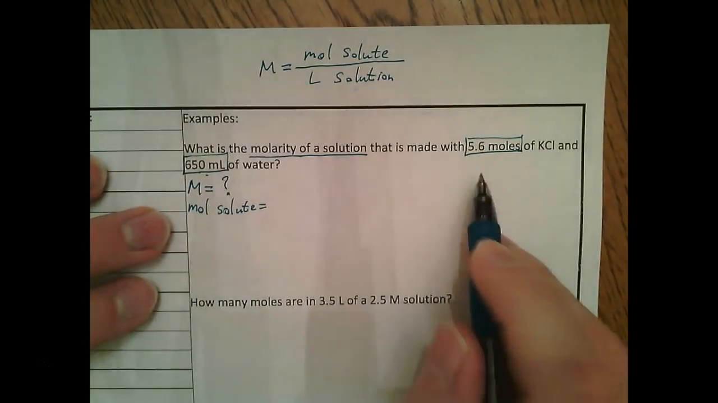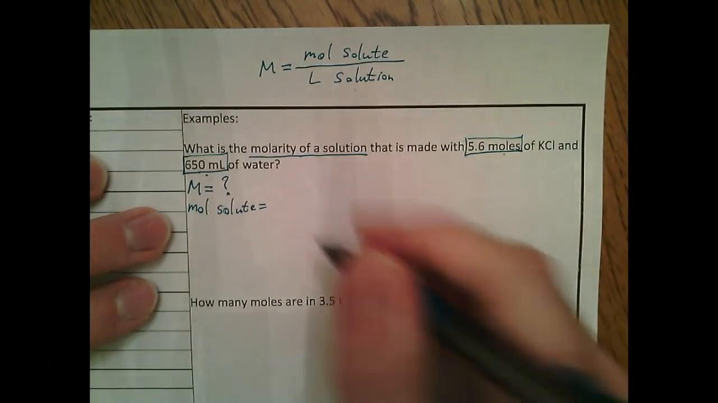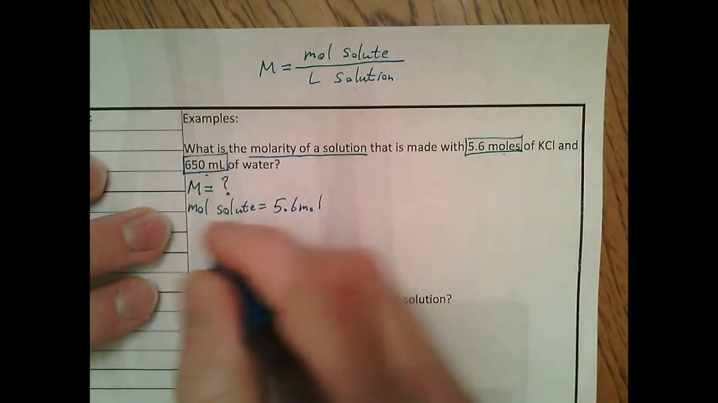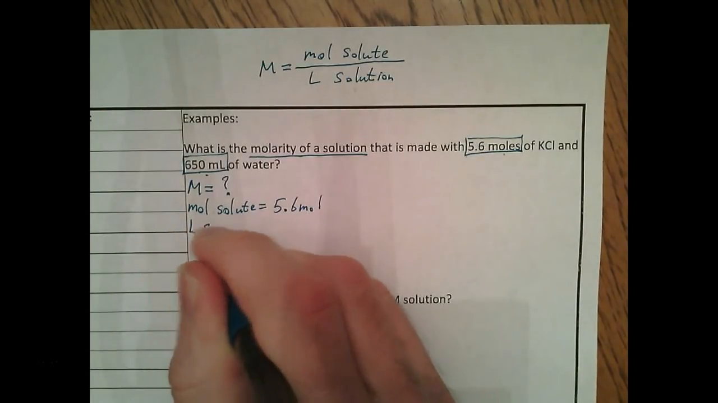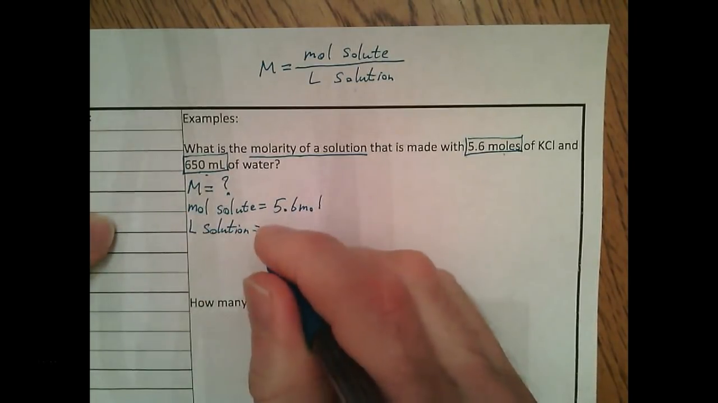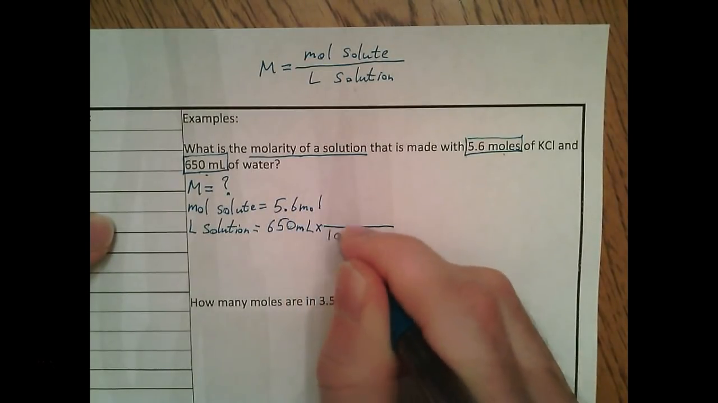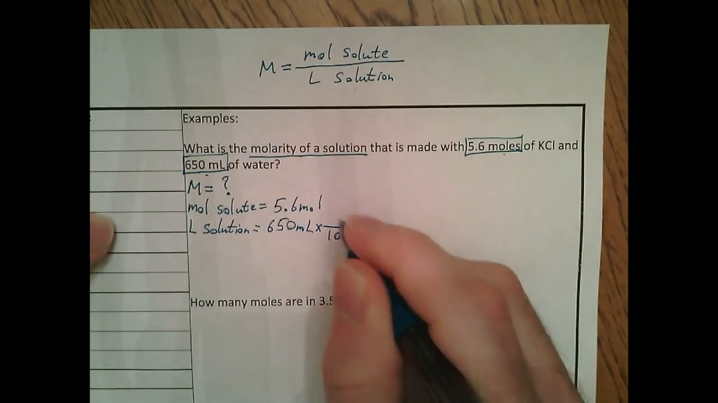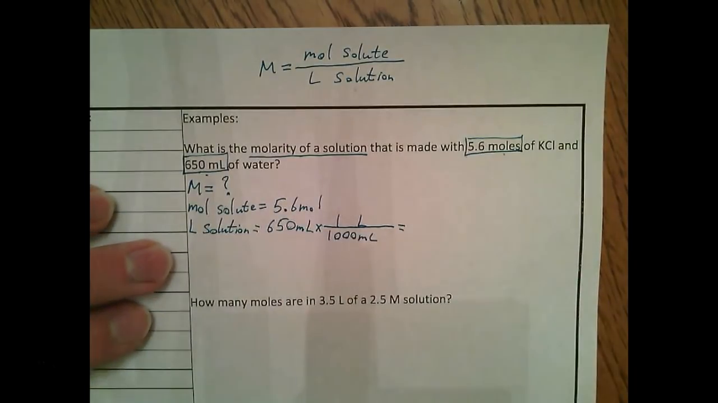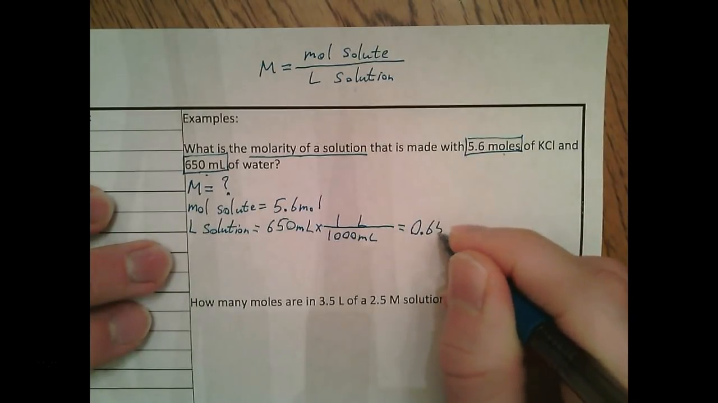Okay, moles of solute. You see, I've already actually given moles. I don't have to convert this time because it's already moles. I'm just going to write 5.6 moles KCl. And then I have liters of solution. I have milliliters, so I'm going to convert that again. 650 milliliters. 1,000 milliliters goes on the bottom. 1 liter goes on the top. That's why we actually divide by 1,000, but this is another way of writing it. So we have 0.65 liters.